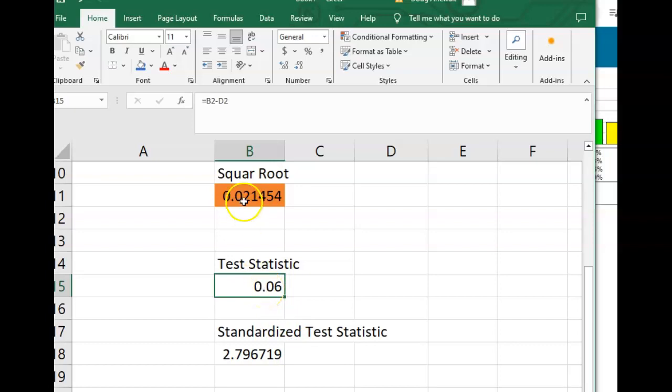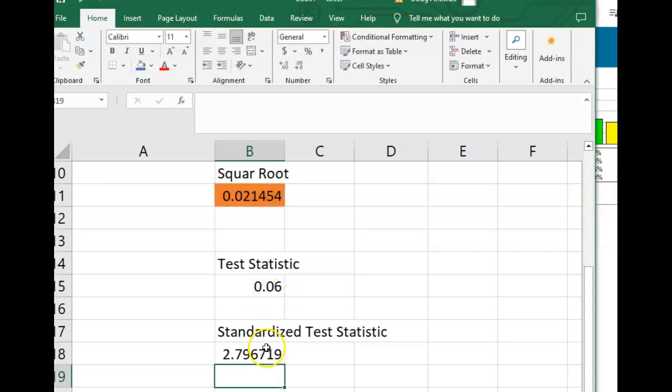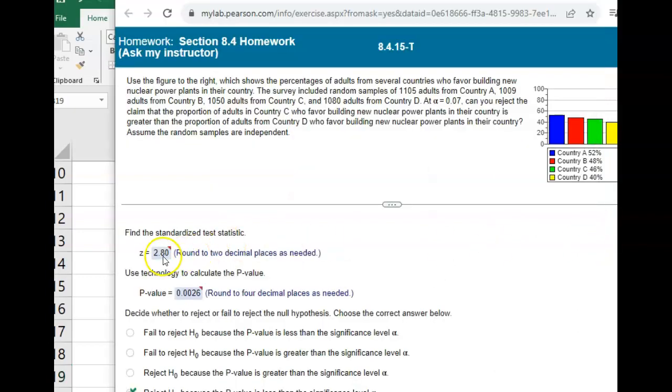And then to standardize it, we divide by that square root that we just calculated. And that's all I'm doing here. Those two proportions subtracted on top, divided by that complicated square root. That is your standardized test statistic. If you round it, that's what we're getting here.